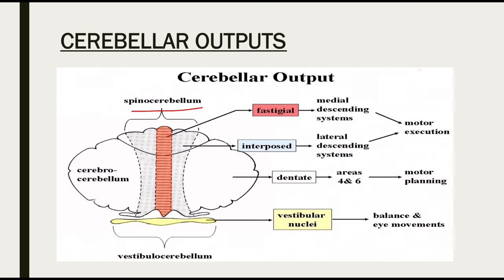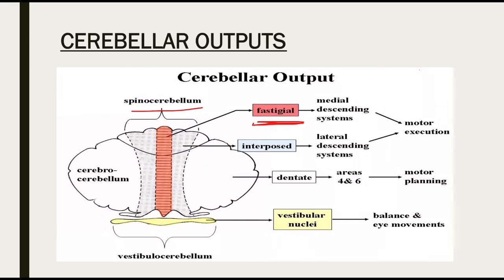That is spinocerebellum, the outputs come from the vermal portion. The vermal portion of the spinocerebellum will project to the nucleus fastigius, and the nucleus fastigius will project to the reticular formation and the vestibular nuclei, and will control the activity of reticulospinal and vestibulospinal tract.